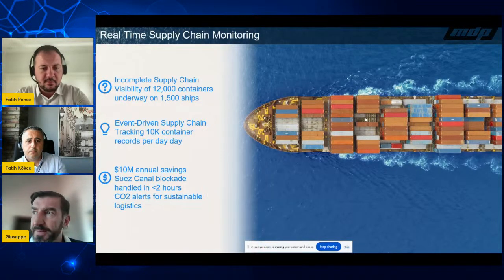So when the Evergreen was stuck in the harbor, a lot of ships could not move. They were able to decide which ship would go under the Horn of Africa to be delivered as soon as possible, and which ships could actually stay in the Suez Canal, basing their decision on cost as well as on CO2 in real time.